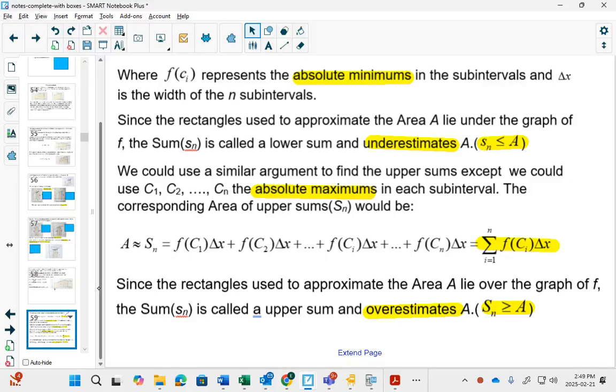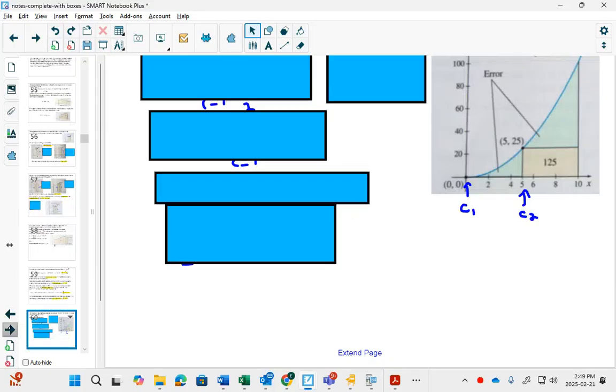Okay, so we have one sum with a little s, because it's the underestimate, and one sum with a big S, because it's an overestimate. And what's going to happen is we're going to find out that if we go to infinity, these two sums converge on the same number, and therefore the number that they converge on must be the actual area under that curve.